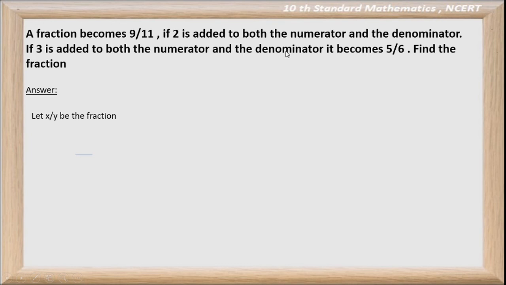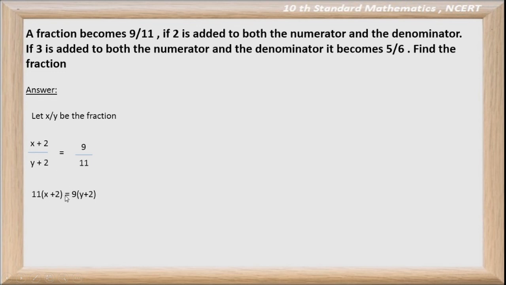Now, see the first sentence. If 2 is added to both numerator and denominator, the fraction becomes 9 by 11. See here, x by y. X is the numerator and y is the denominator. In this numerator and denominator, we are adding 2. So, x plus 2 by y plus 2 equal. If you are adding 2 in numerator and denominator, the fraction becomes 9 by 11. See here, 9 by 11.